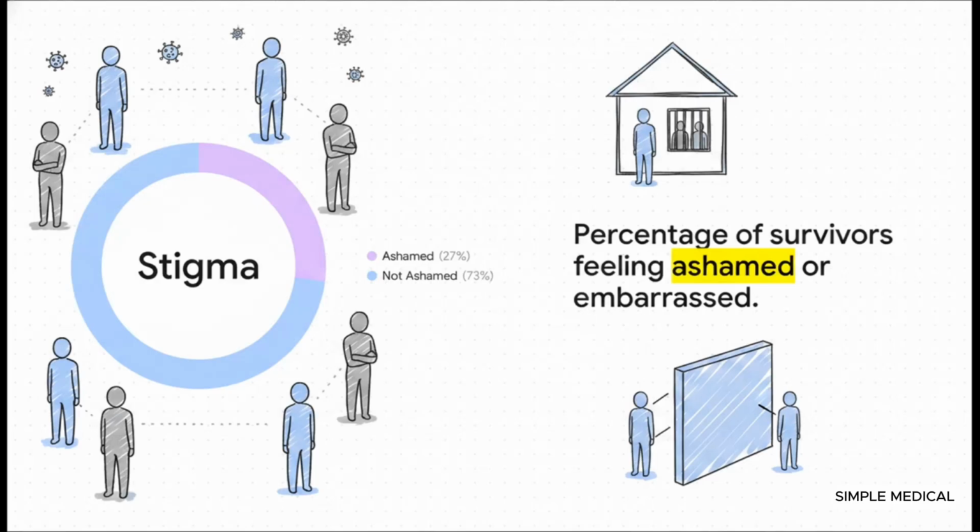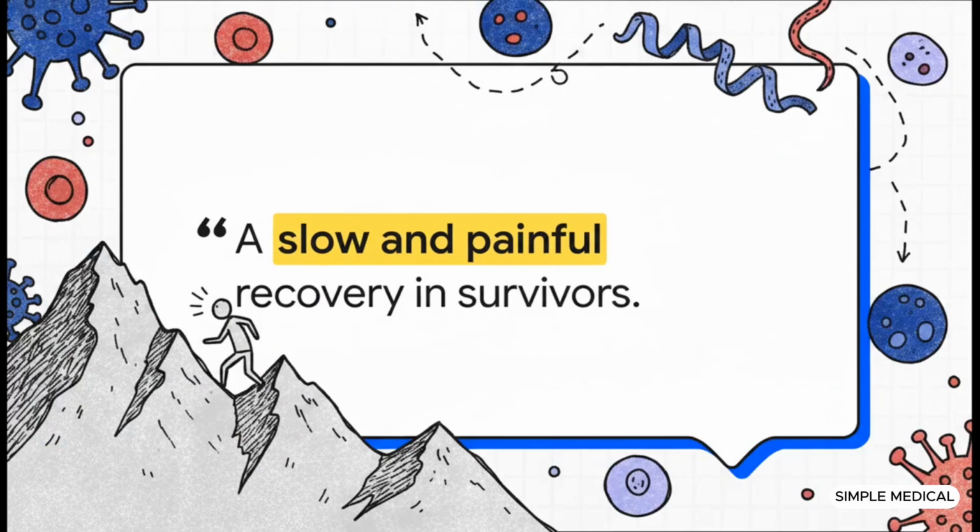And that leads to a heartbreaking reality: the profound social stigma and isolation survivors face from their own friends and neighbors. Over a quarter of survivors reported feeling deep shame, and a similar number said people in their community actively avoided them. Some even faced discrimination inside their own households. The fear of the virus is just so deeply ingrained that survivors are often treated as outcasts long after they're no longer contagious. A slow and painful recovery.